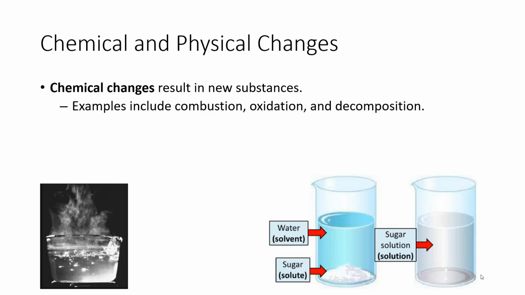Now let's talk about how matter changes. There are two main types of changes that can take place: chemical and physical changes. These are relatively unique to each substance, but some substances share certain chemical properties or chemical traits. Usually when you think of a chemical change, it involves some type of chemical reaction.